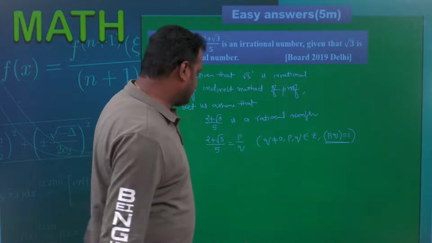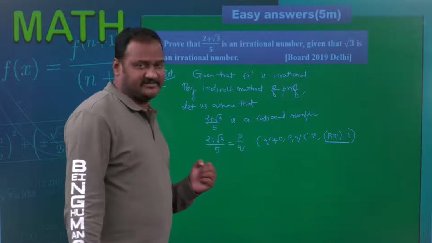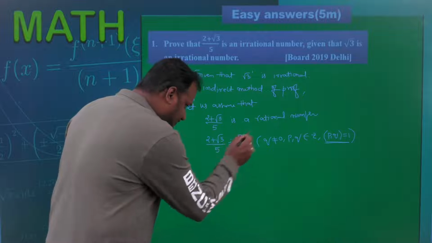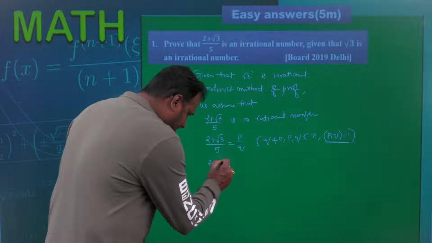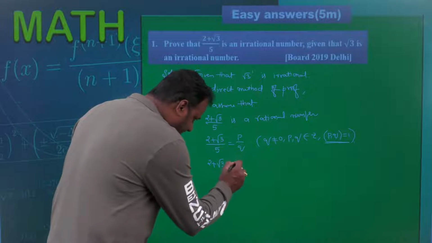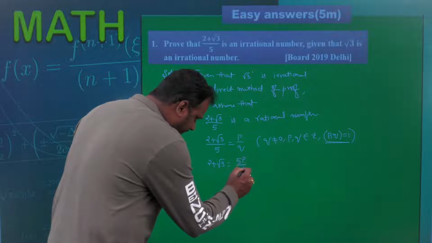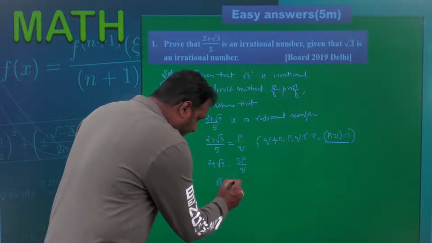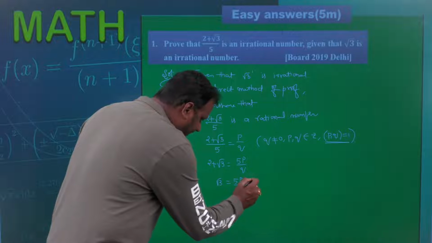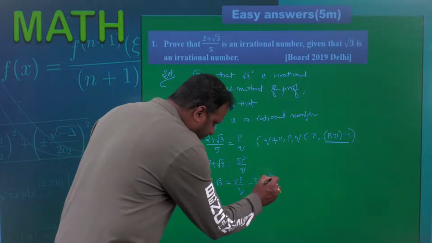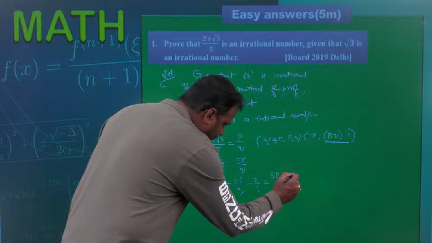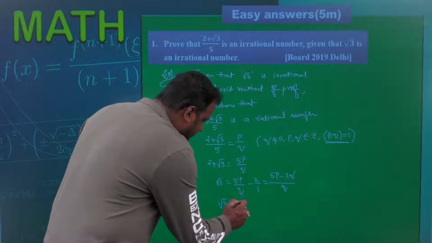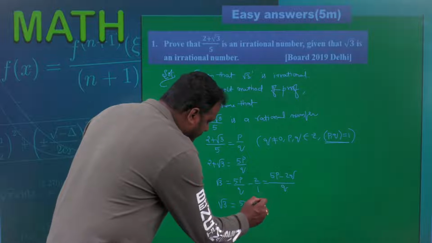Now I'll try to simplify this. I will have to cross multiply. Then 2 plus root 3 into Q, otherwise transposing the 5 to that side, it would be 2 plus root 3 is equal to 5P divided by Q. Right? Then what is root 3? Root 3 is equal to 5P divided by Q minus 2. 2 means 2 divided by 1. It is going to be 5P minus 2Q divided by Q. So we got root 3 is equal to 5P minus 2Q divided by Q.